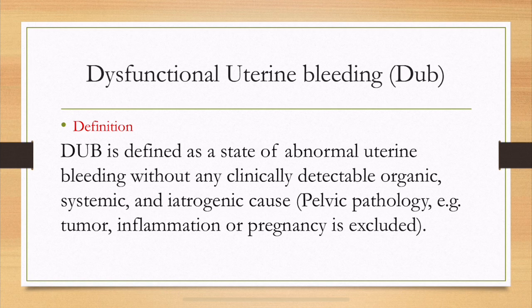Dysfunctional uterine bleeding is defined as a state of abnormal uterine bleeding without any clinically detectable organic, systemic or iatrogenic cause. So bleeding occurs abnormally, uterine bleeding is happening, but we do not find any detectable organic, systemic or iatrogenic cause. The pelvic pathology, for example tumor, inflammation or pregnancy, is excluded.